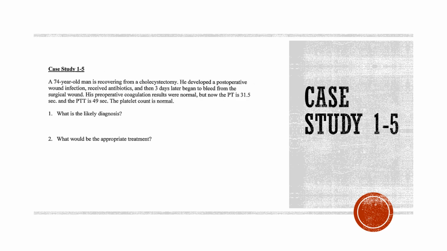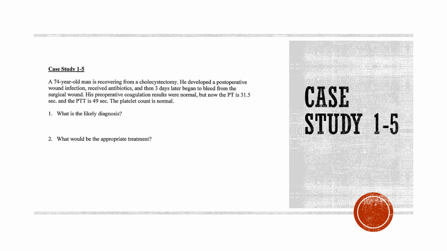Case study 1.5. A 74-year-old man is recovering from cholecystectomy, which means he had his gallbladder removed. He developed a postoperative wound infection, received antibiotics, and then 3 days later began to bleed from the surgical wound. His postoperative coagulation results were normal, but now the PT is 31.5 and the PTT is 49. The platelet count, however, is normal.